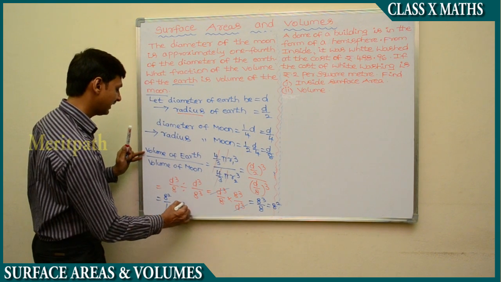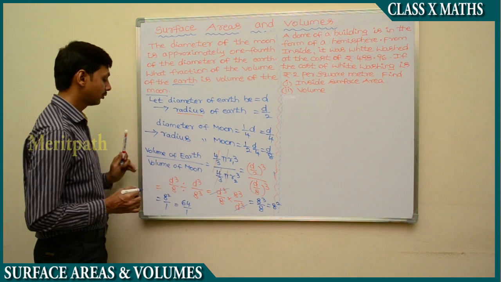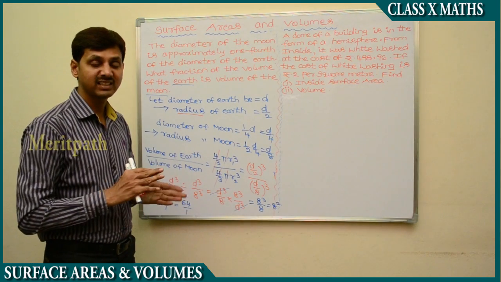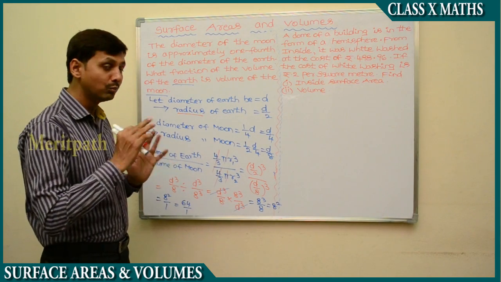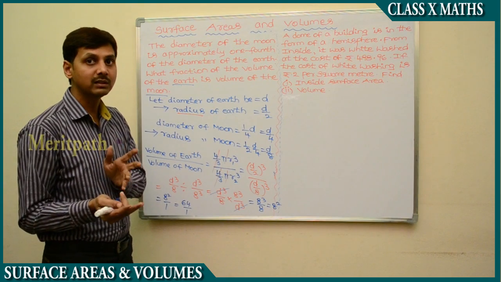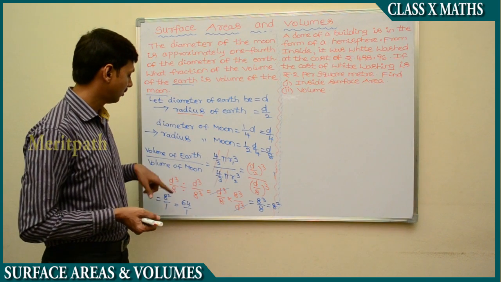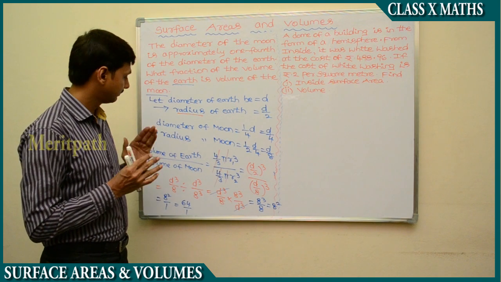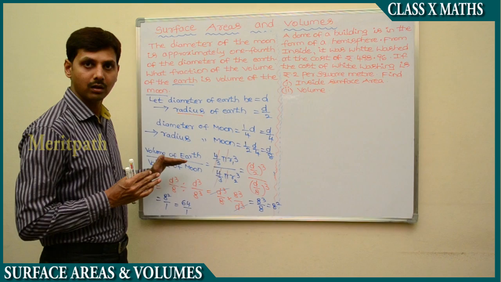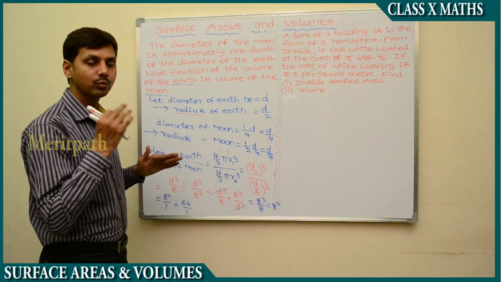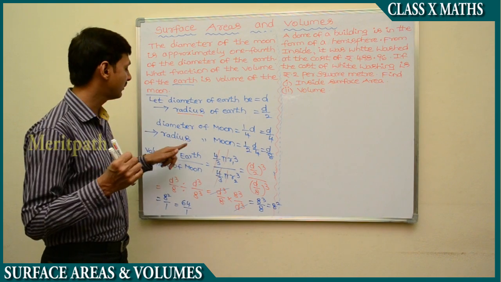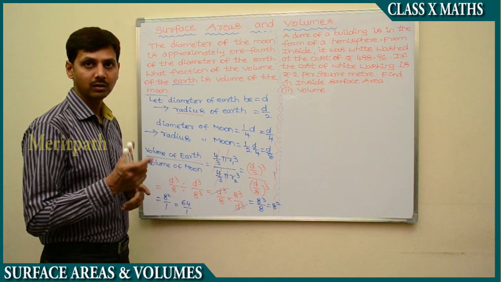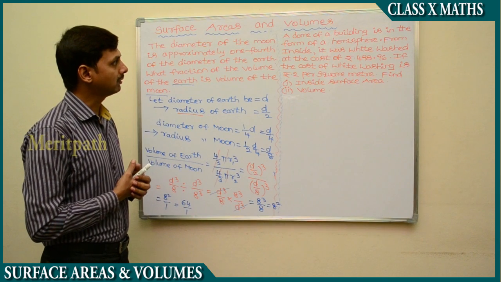So 8 power 2 is 64 by 1. So the ratio of Earth to Moon is 64 is to 1. The volume of the Moon is to the volume of the Earth as 1 is to 64, so it is 1 by 64th part of it. So the volume of the Moon is 1 by 64th part of the volume of the Earth. This is the relation between the volume of both Earth and Moon. Let's go to the next problem.